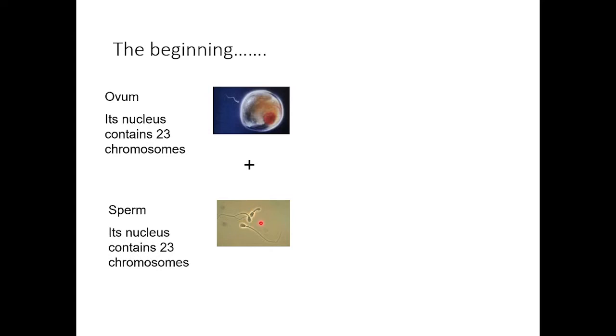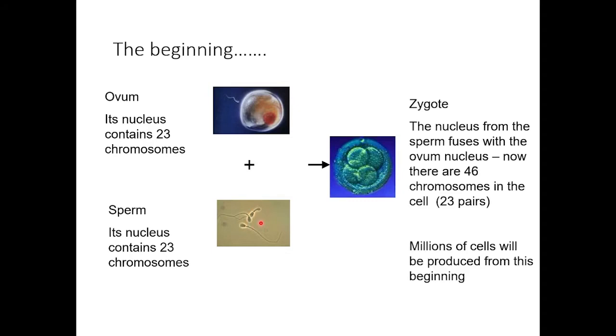It starts with a single sperm and egg cell. When they join, the sperm nucleus contains 23 chromosomes, and the egg contains 23 chromosomes. So that's 46, which is what's in a human body. This makes the zygote, where the nucleus from the sperm fuses with the ovum nucleus. Now there are 46 chromosomes in the cell, 23 pairs. Millions of cells will be produced from this being the beginning.